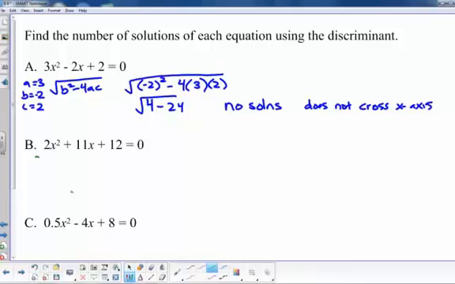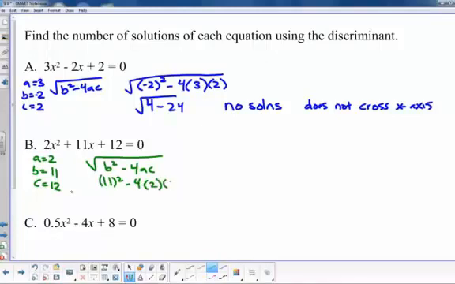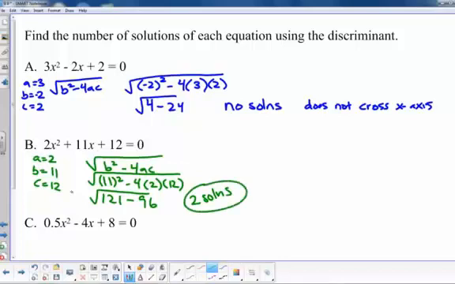In the next problem, our a is 2, b is 11, and c is 12. So again, we're just going to look at the thing called the discriminant, that stuff under the square root, to see how many solutions there are. So b squared minus 4 times a times c, so 11 squared is 121. And then 4 times 2 is 8, and 8 times 12 is 96. Under the square root, we have a positive number, so we have 2 solutions, 2 x-intercepts.